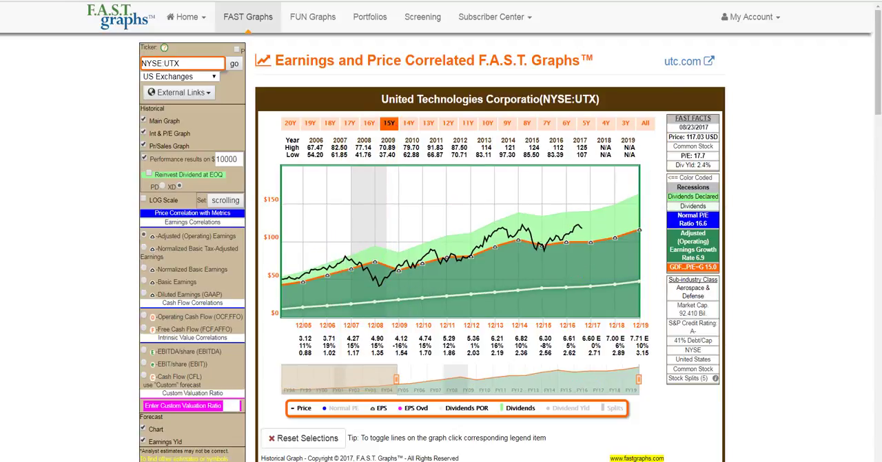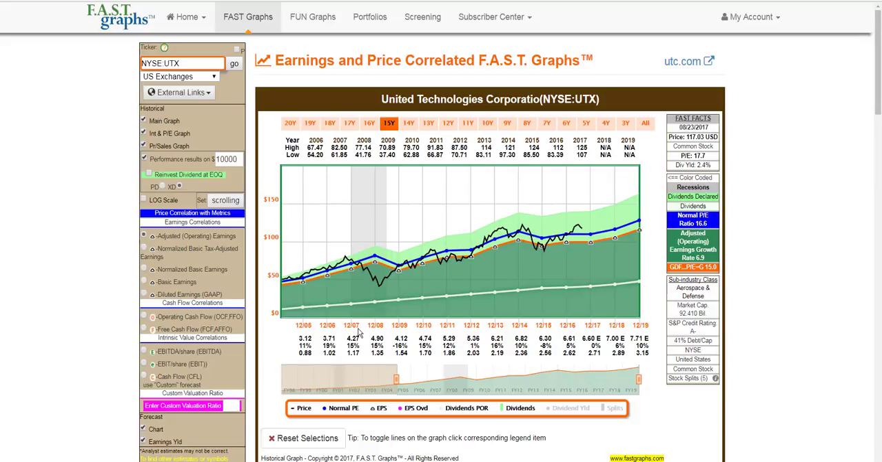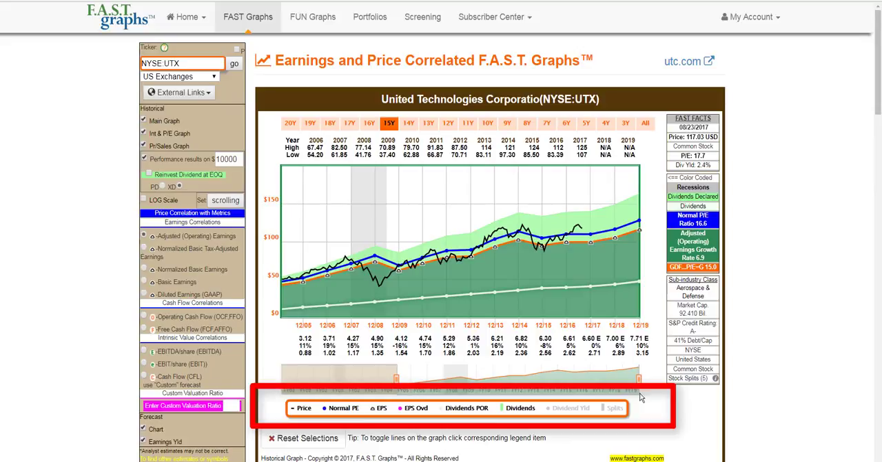The final line on a basic FastGraphs is the dark blue historical normal PE ratio measurement. FastGraphs automatically calculates the PE ratio that the market has most commonly applied to a given stock over any time frame that is graphed. This adds a second reference evaluation to the FastGraphs. Note that the subscriber can add or delete any of these metrics by simply clicking the associated words in the long orange rectangular legend at the bottom of the graph.